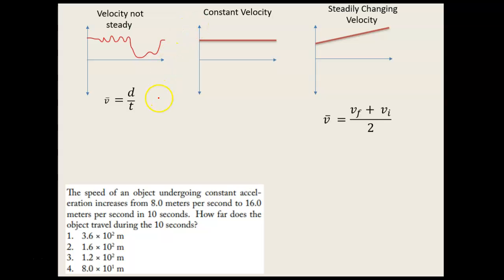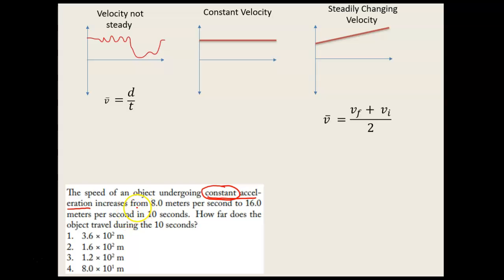Okay, this one is from a Regents exam. So let's see what we got here. It says the speed of an object undergoes constant acceleration. Acceleration means a change in speed. So constant acceleration, and the word constant means uniformly changing. Okay, so constant acceleration means this situation. Your speed is changing in a uniform, constant fashion.